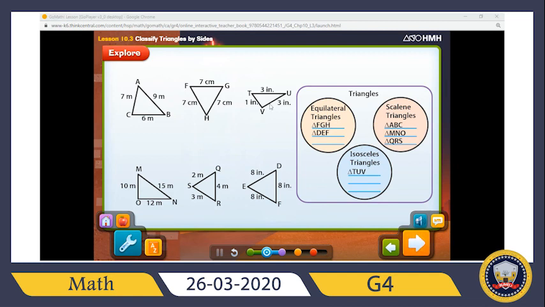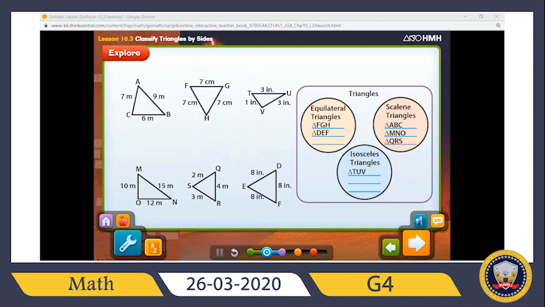So, for example, let's check triangle TUV, 3 inch, 3 inch, and 1 inch. If two sides have equal lengths, in this situation, I'll say this triangle is an example of an isosceles triangle.